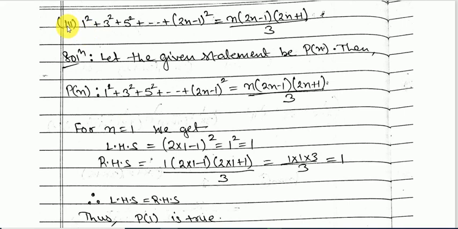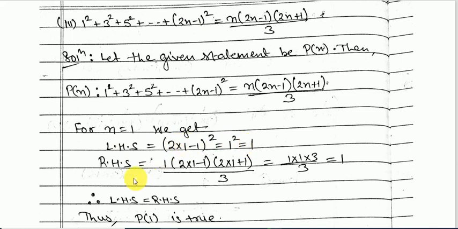Question number 3. Here the statement is 1 square plus 3 square plus 5 square plus dash dash dash plus (2n minus 1) whole square is equal to n times (2n minus 1) times (2n plus 1) upon 3. So the first step, let the given statement be Pn. Then Pn colon, copy the question. That's all. Then we will take for n equal to 1, we get left hand side the term which involves n, bring it over here. Then replace that n by 1. See how much you get.